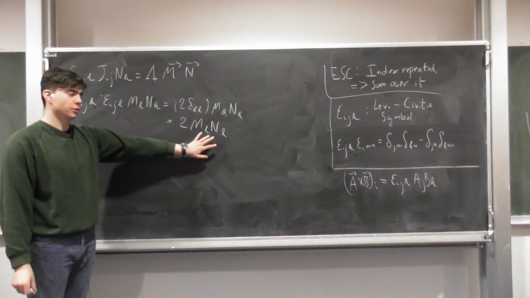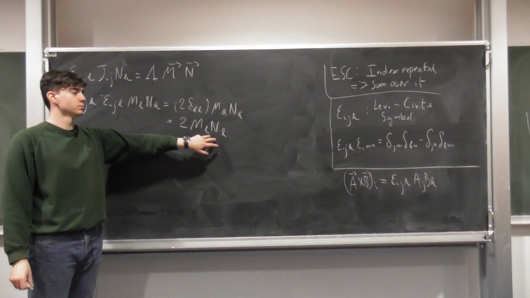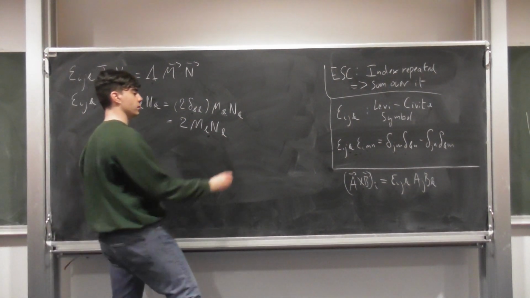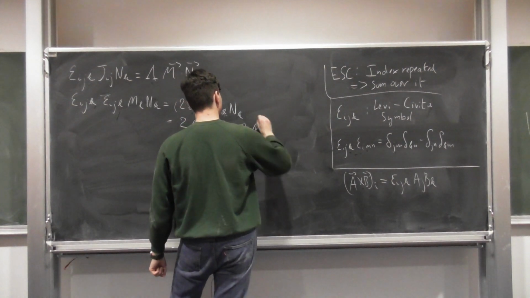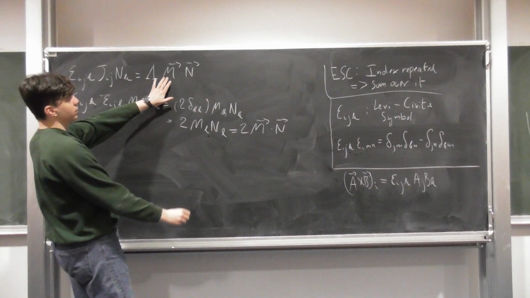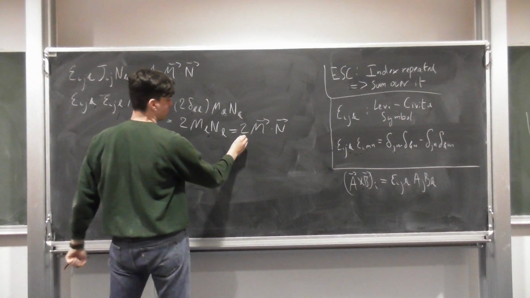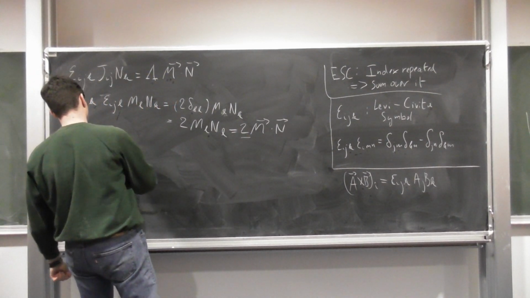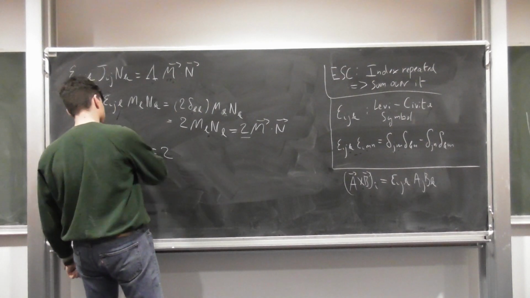Okay, but now we're still summing over one of them. And this is just the definition of the dot product. So that gives us 2 m dot n. And if we compare the desired result with what we got, we see that 2 is equal to lambda, or well, lambda is equal to 2.